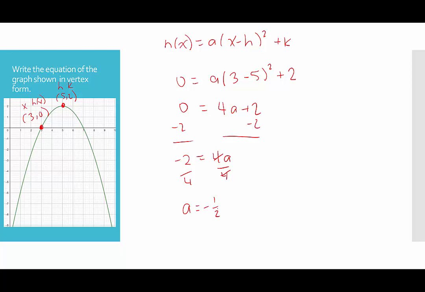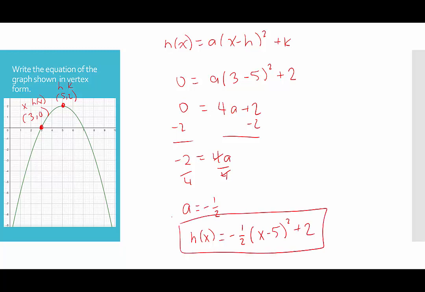So now we know a, we know our vertex. We can write the equation in vertex form, except I just changed the name, which I can't do. Let's try that again. H of x is equal to negative 1/2 times x, what's my vertex? Minus 5 quantity squared plus 2. And there we have it.